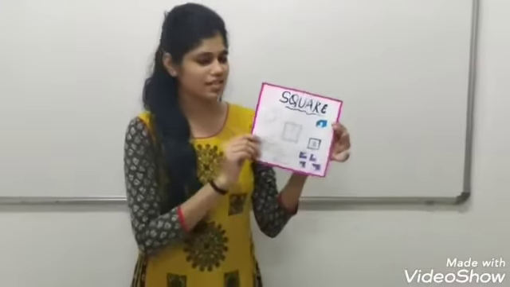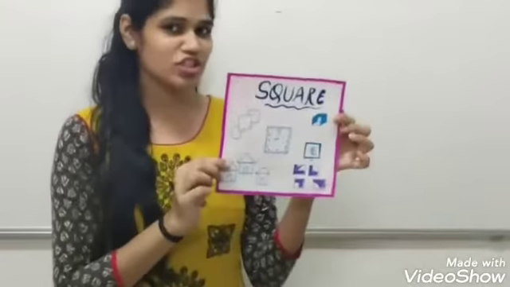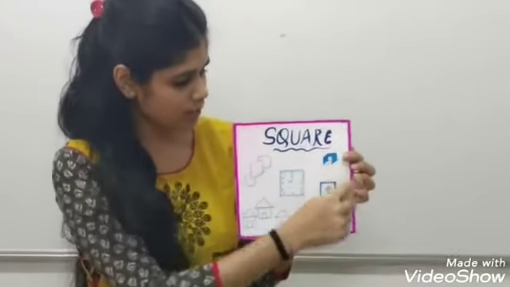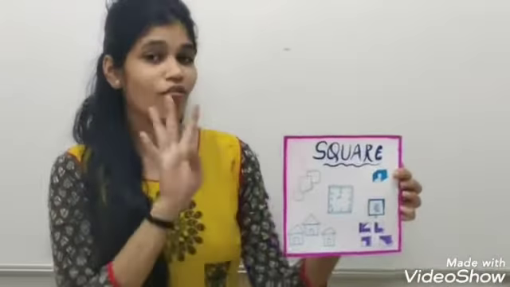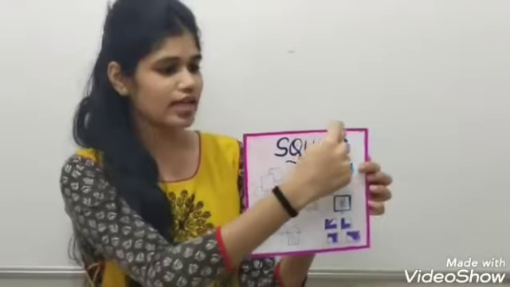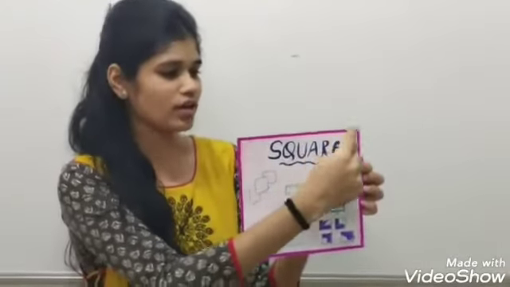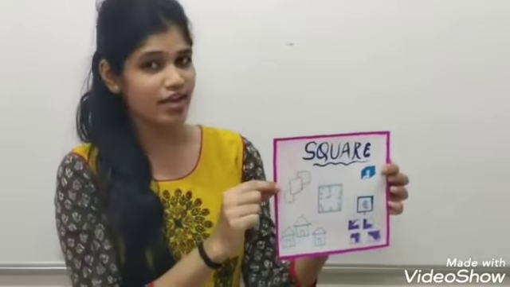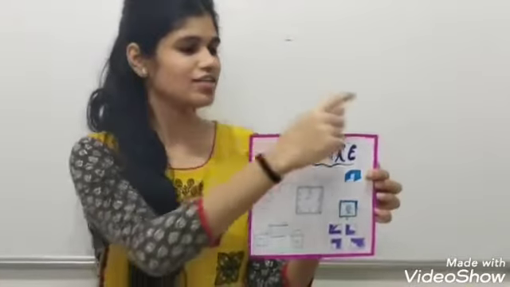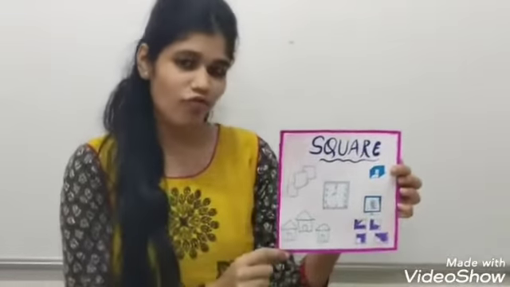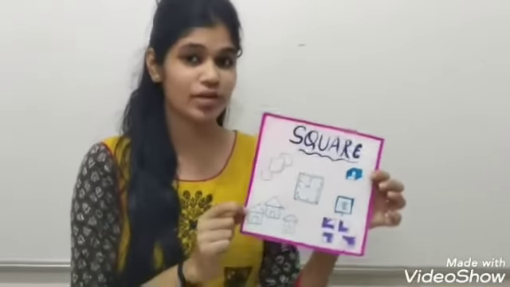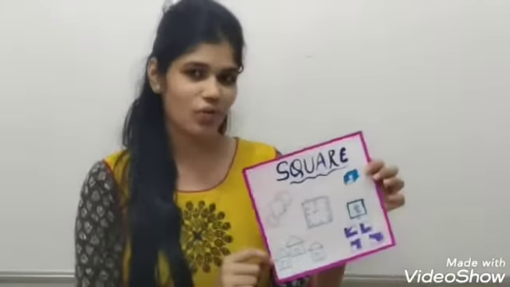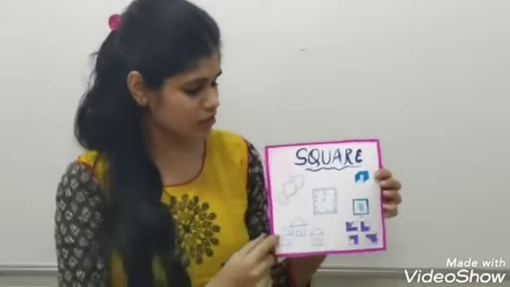First shape is square. ये कौन सा shape है? Square shape है. आपको पता है square shape के पास में कितने sides होते हैं? Four sides होते हैं. One, two, three and four sides. और कितने corners होते हैं? One, two, three, four corners होते हैं. Okay. और square किसके जैसा लगता है? एक box के जैसा लगता है ना kids? Okay. So this is a square.